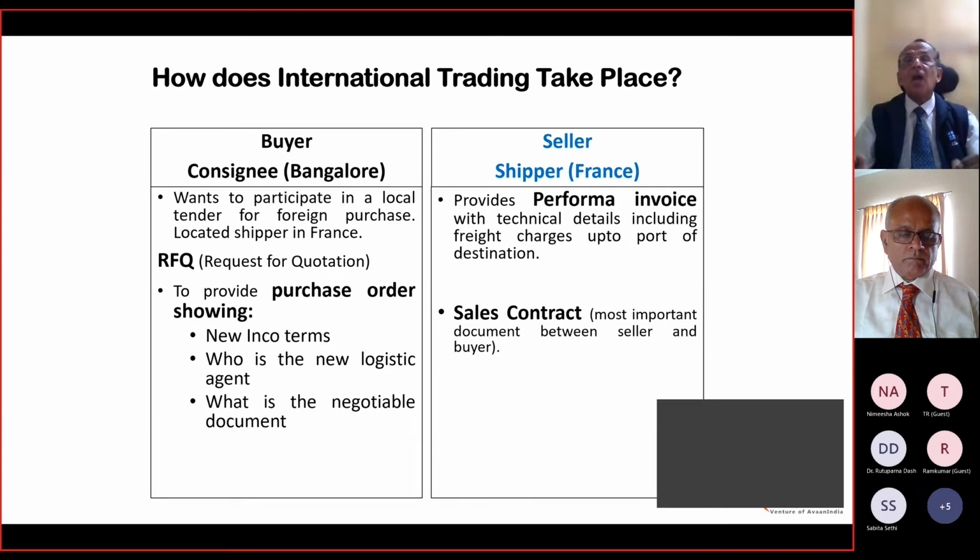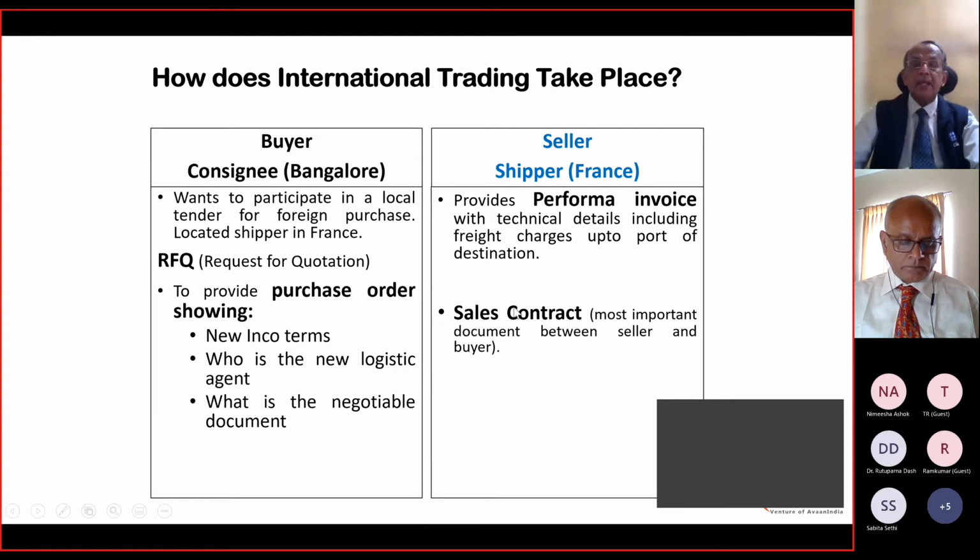Then the seller will send back to the buyer, or a trader in Bangalore, a sales contract. Okay, please understand what I'm trying to explain is a sales contract. A sales contract is a very important document between the seller and the buyer. If there is any dispute at any given point of time in the court, what they will ask for is a sales contract. I don't want you to misunderstand between a sales contract and the contract we are talking about. But it's essential that you know what a sales contract is.